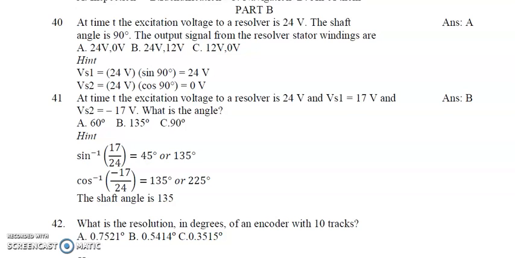So we are going to give an excitation voltage. By that we are getting two secondary windings, VS1 and VS2, the secondary voltages. So what are they? That is the question. VS1 is V sin theta and VS2 is V cos theta. V we know is 24. So VS1 is equal to 24 volt into sin 90. Sin 90 we know is 1, so that is equal to 24 volt. VS2 is equal to 24 volt into cos 90. Cos 90 is equal to 0, so that is equal to 0 volt.